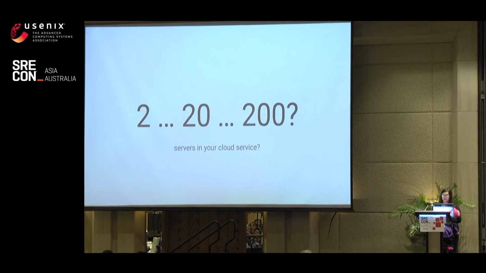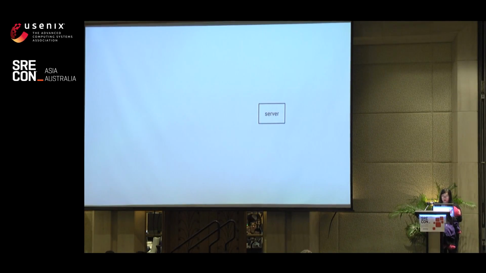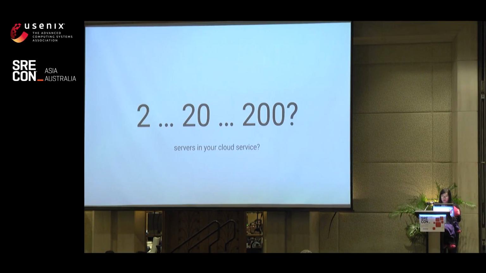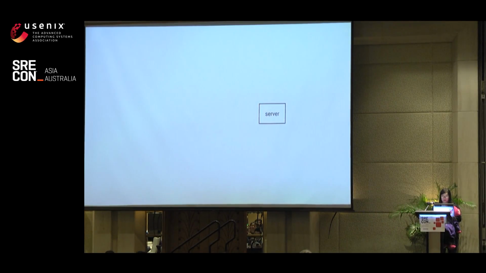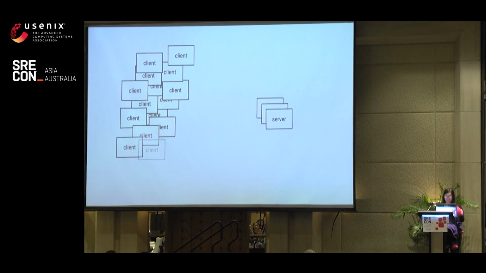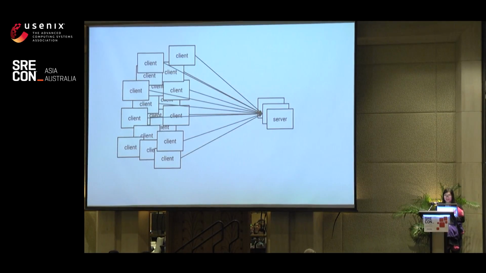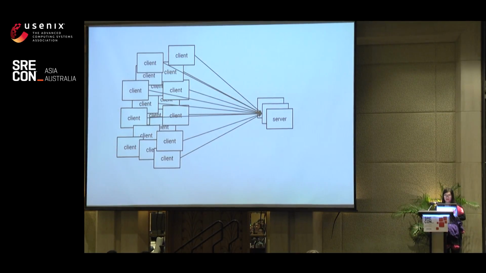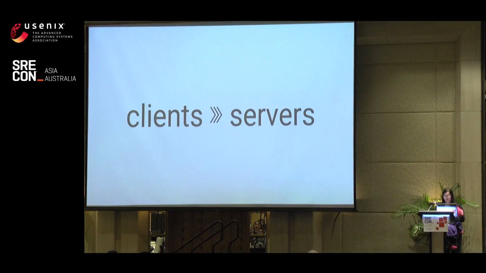That's not usually the case. We usually have like 20, or maybe 200, 2,000, or even 20,000. But regardless of the number, the number of clients is always way larger than the number of servers. So this is actually how the picture looks in real life, where the number of clients way outnumbers the number of servers.